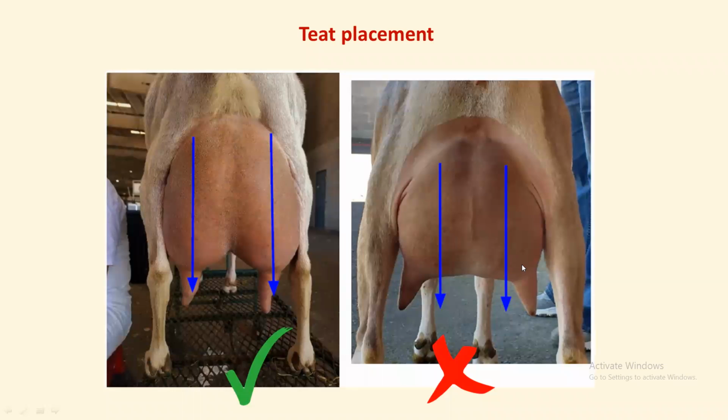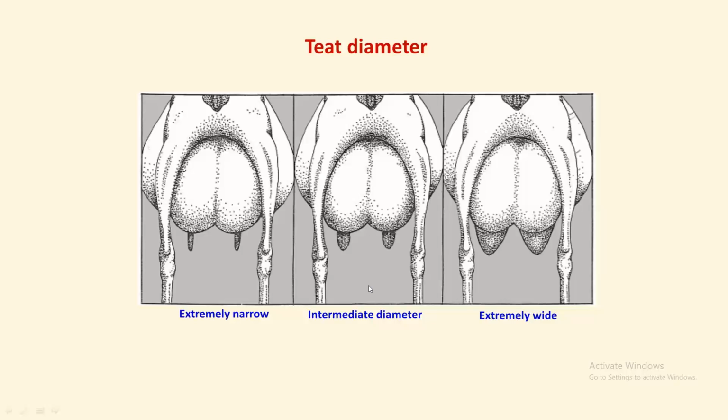This is the same picture of teat placement. If you draw one line between the left quarter and right quarter, that line should go in between the teats. So the first one is recommended. The second one, where the teats are placed very wide apart, is not recommended. Next is the teat diameter. In the teat diameter, intermediate diameter is again recommended, because of the ease of milking and less injury.